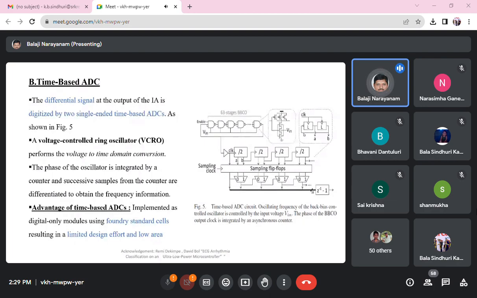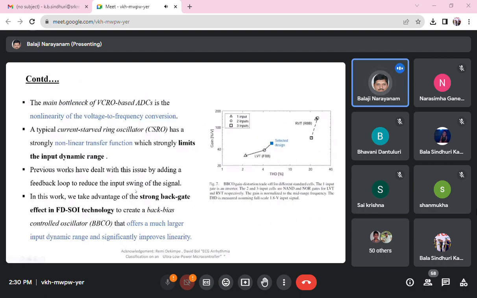The phase of the oscillator is integrated by the counter, and successive samples from the counter are differentiated to obtain the frequency information. So why should we use these time-based ADCs? There are advantages associated with them. They are implemented as digital-only modules using foundry standard cells, which results in limited design effort and low area. So the two major advantages are limited design effort and low area. That's the advantage that you get.